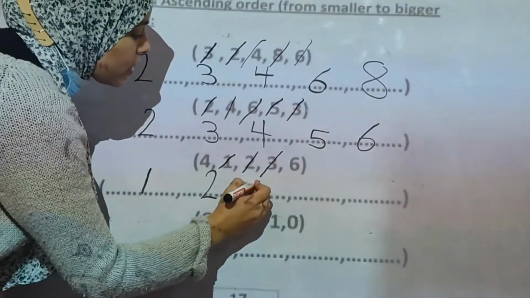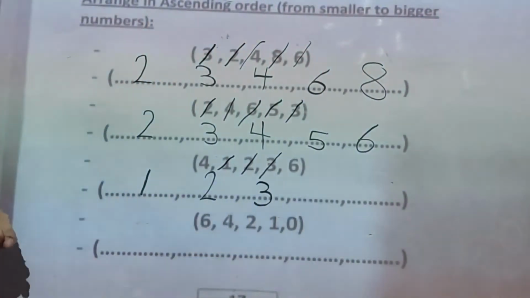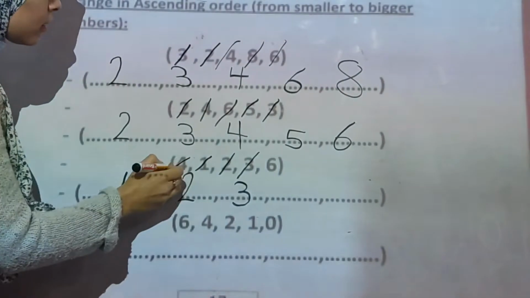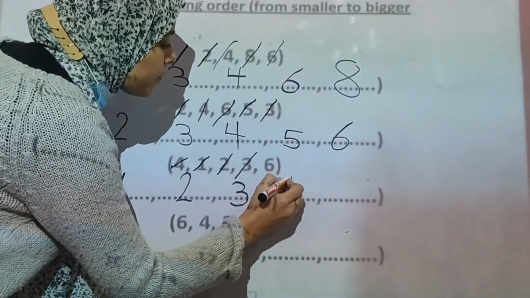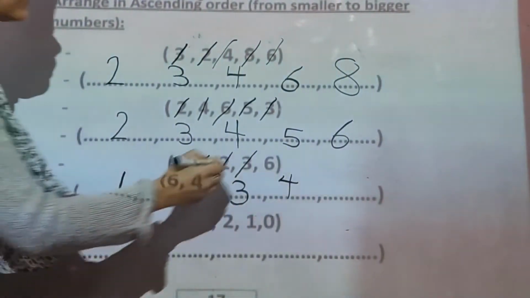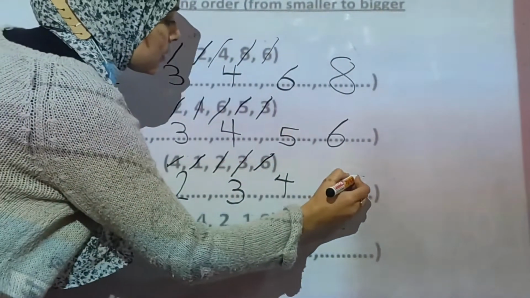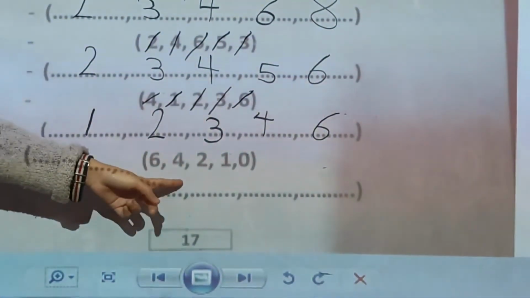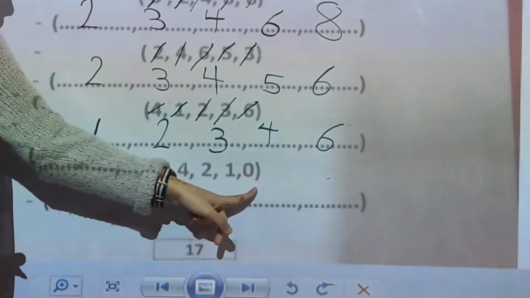Cross number 3 and write it down. After number 3, number 4. Very good. Write here number 4. And after number 4, the last number, number 6. Write it here. Okay, 6, 4, 2, 1, and 0.